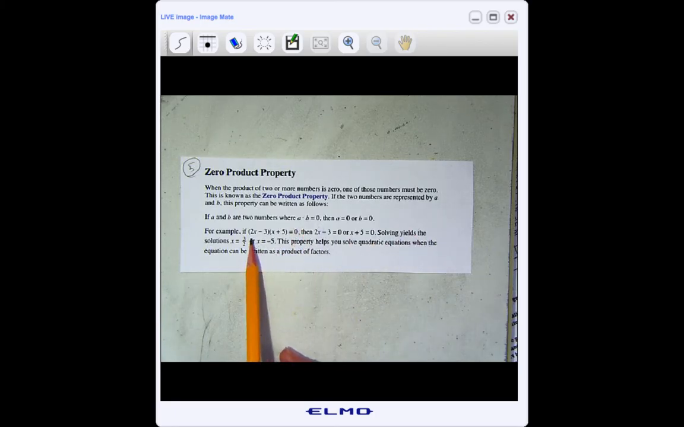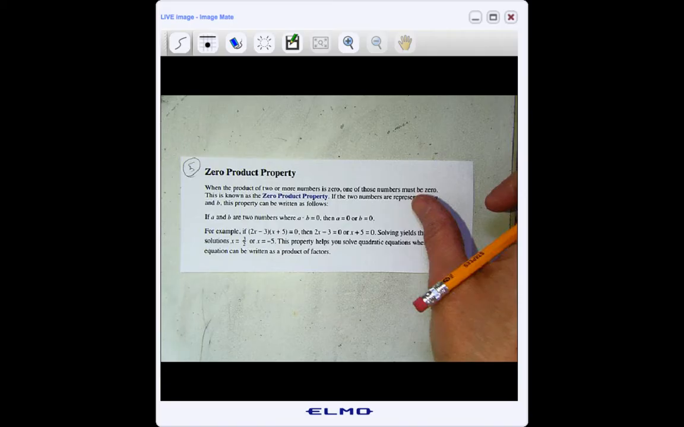So for example, if I have 2x minus 3 times x plus 5, and that's 0, then either 2x minus 3 has to equal 0, or x plus 5 would have to be 0. What would make this factor equal to 0? Well, x would have to be 3 halves. If I take 2 times 3 halves minus 3, that would equal 0. What would make this factor equal to 0? x would have to be negative 5. Negative 5 plus 5 is 0. So this property helps us solve a quadratic when it's written in factored form. And for graphing in this unit, it helped us find the x-intercepts.